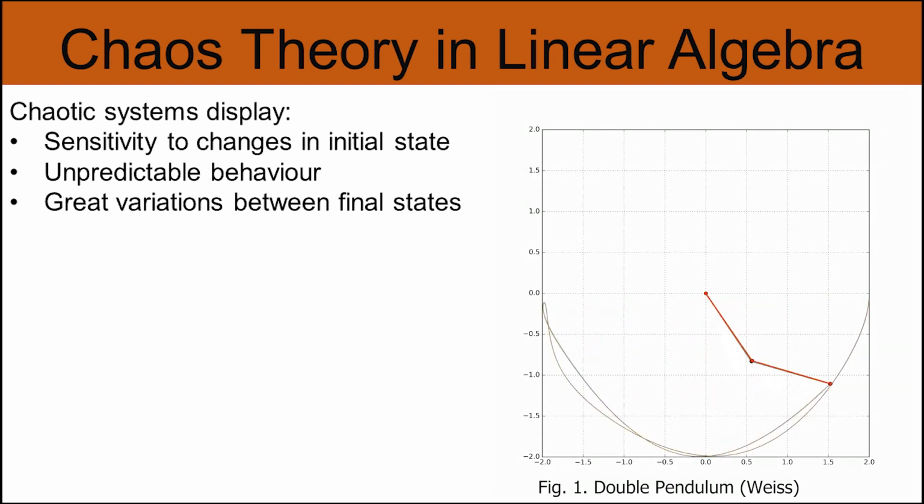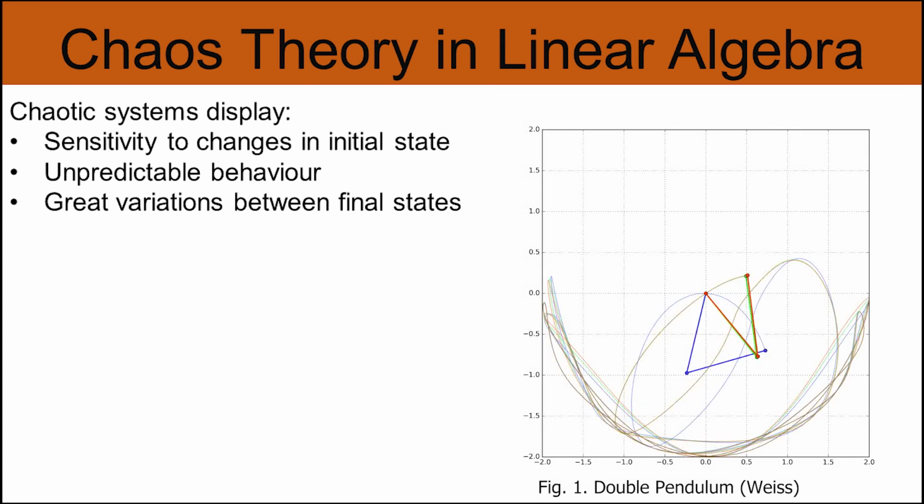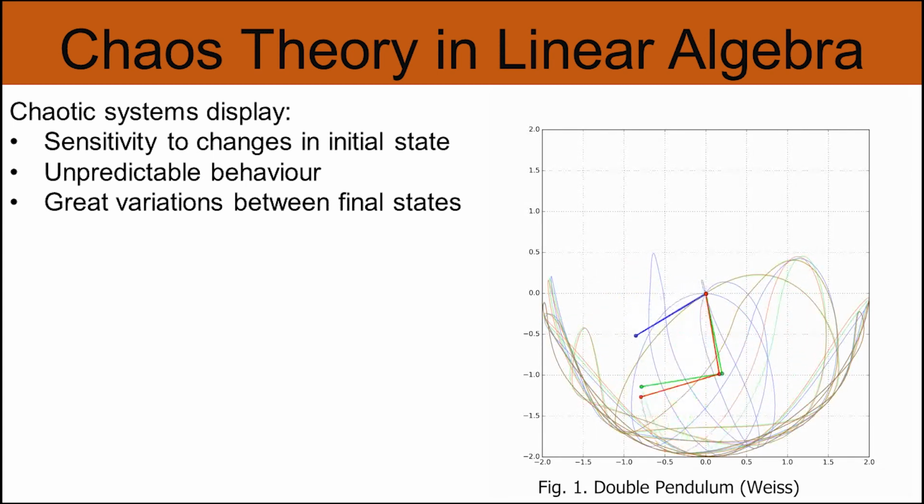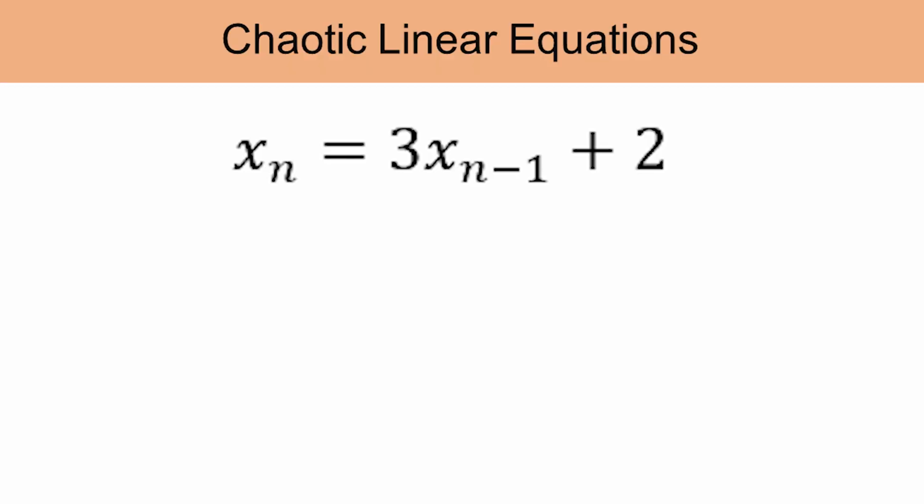Chaos theory spans over many areas of mathematics and describes how minor alterations to the initial state of a system can have significant consequences. The focus of this video is the chaotic behaviors that linear systems and linear equations can display. Consider an equation where x is equal to the previous iteration of x multiplied by a coefficient plus a constant.